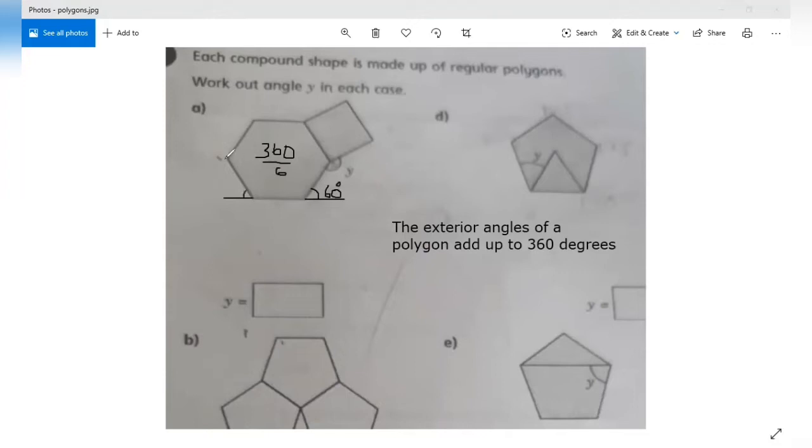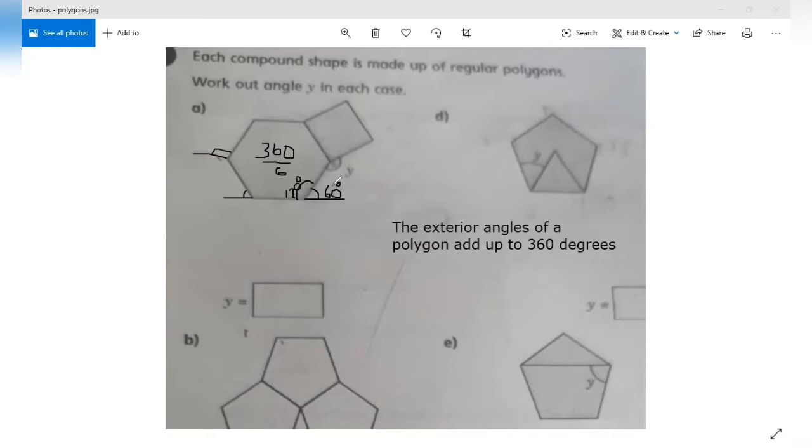And you know how the exterior angles are formed. So I'm just going to leave it at that. So each exterior angle of this hexagon is 60 degrees. So that makes the inside, which we call the interior angle, 120 degrees. Because angles on a straight line add up to 180 degrees. So these two, 120 and 60, if you add them together, you get 180 degrees.